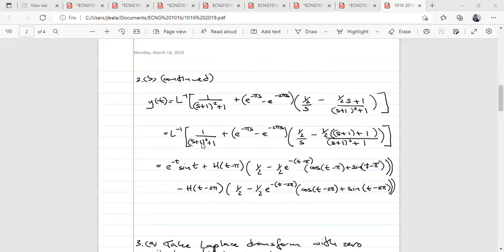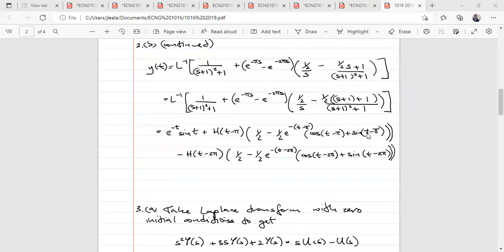So you have 1 over (s plus 1) squared plus 1, plus e to the minus pi s minus e to the minus 2 pi s, into a half over s, minus a half into (s plus 1) over (s plus 1) squared plus 1. And if you take the inverse here, you get e to the minus t, because the shift here is minus 1. And then you take the Laplace inverse of 1 over s squared plus 1, which is sine t.